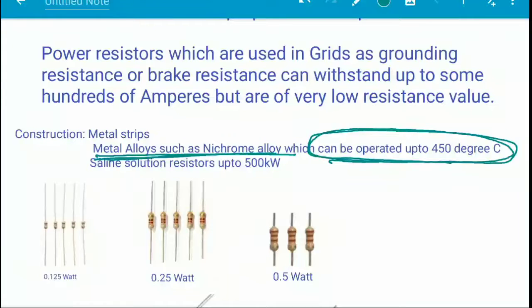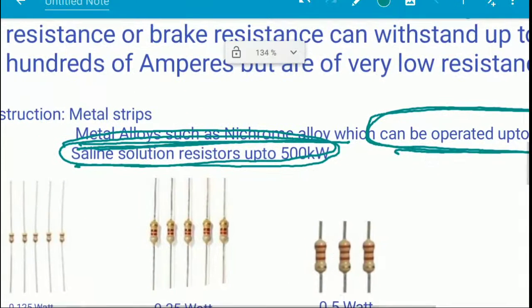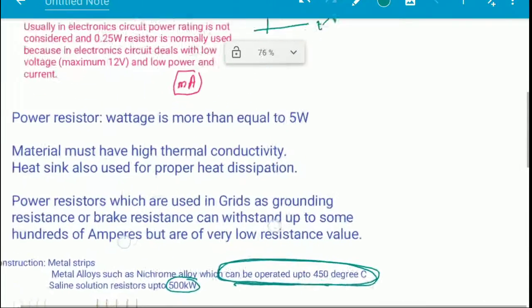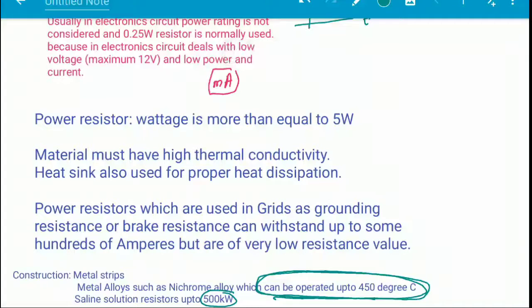And next thing is saline solution resistors, which give resistance that depends upon the salinity or the concentration of the solution. That means salt plus water, and resistance depends upon the concentration of that solution, and that may go up to 500 kilowatt also available. These are all power resistors.